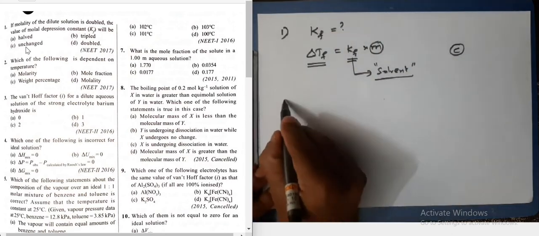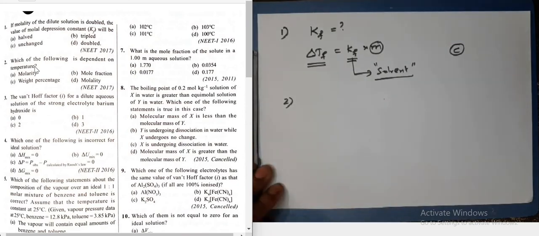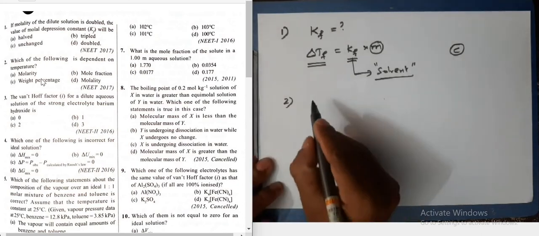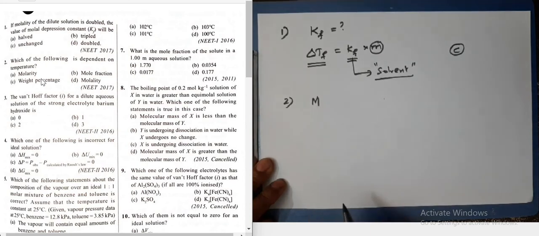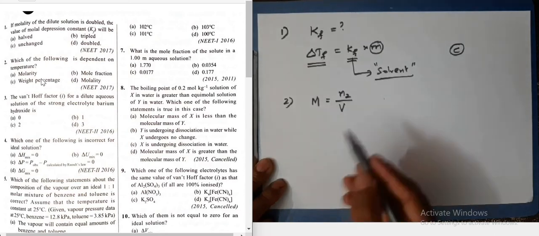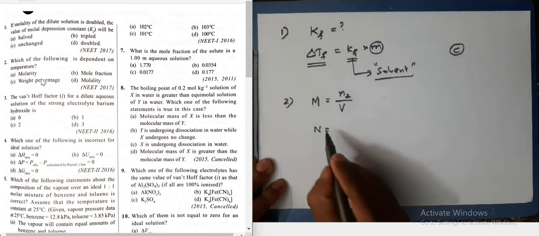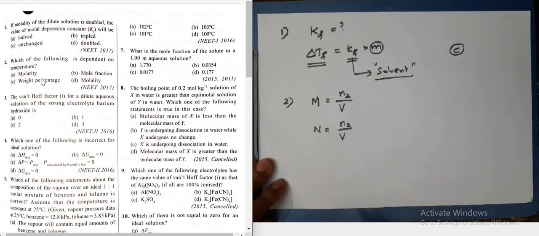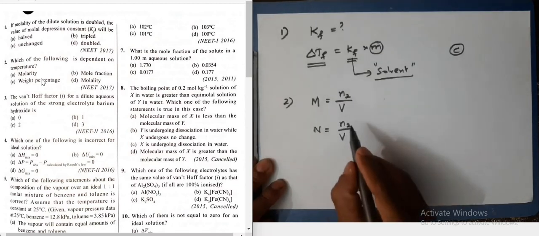Okay, now let me go to the second question. Go through the second question, students. Which of the following is dependent on temperature? Some concentration terms are given here. Which of the concentration terms depend on temperature? You know very well, molarity. What is molarity? Number of moles of solute by volume of the solution in liter. Normality: number of equivalents of solute, not number of moles.